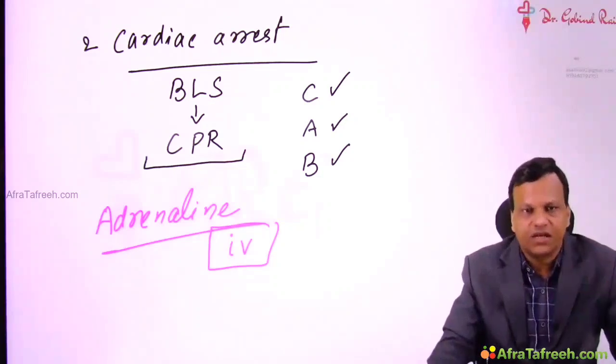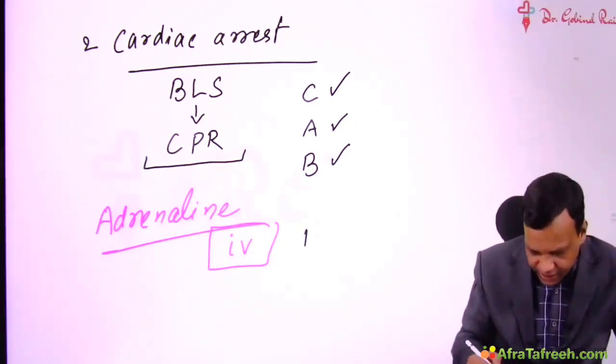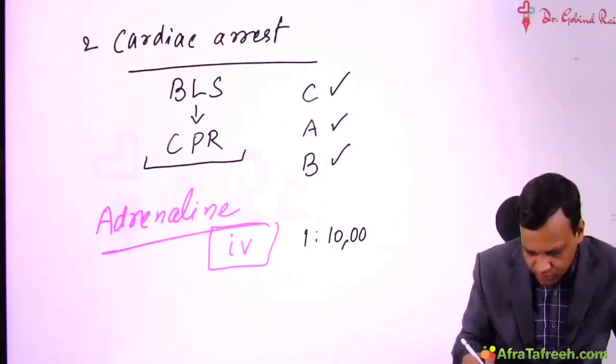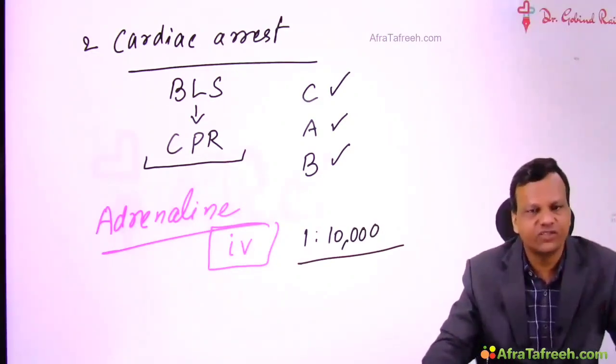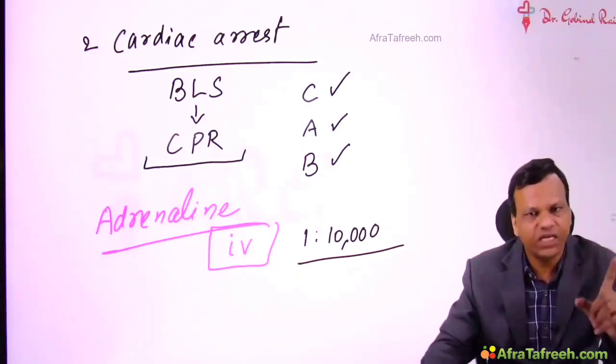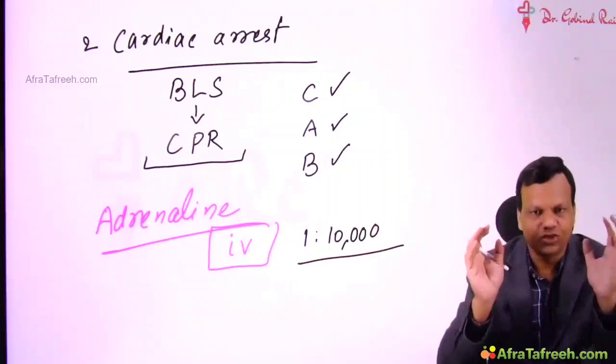So what will be the concentration of adrenaline when we give it IV? Yes, the concentration of adrenaline is 1:10,000. Remember in anaphylactic shock, when we give intramuscular it was 1:1000, but when we give it IV it was 1:10,000. The same here, when we give intravenously it is 1:10,000.